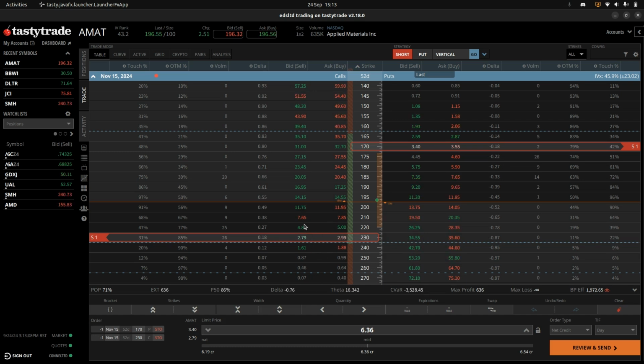Now, if we have a look at the numbers for AMAT, we can collect $640 upfront, right? And this position is only going to require just under $2,000 in buying power. So to collect $640 on a naked position, only having to put up $2,000 in buying power, that's a very, very nice return. It's a nice credit that we're collecting here on this position.